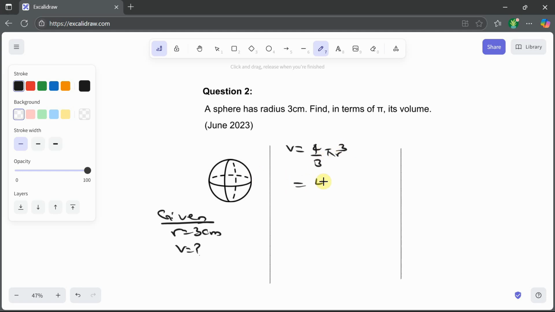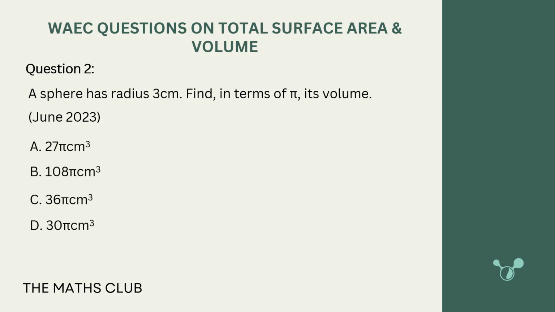Because we're leaving our answer in terms of pi, that is 4/3 times pi times 3 cubed. One of these 3s will cancel one of these, so it remains 2. So 3 squared is 9, and 9 times 4 is 36. So our answer is 36 pi centimeter cubed. That's the volume in terms of pi. Let's see if our answer is correct. That will be option C. Great.